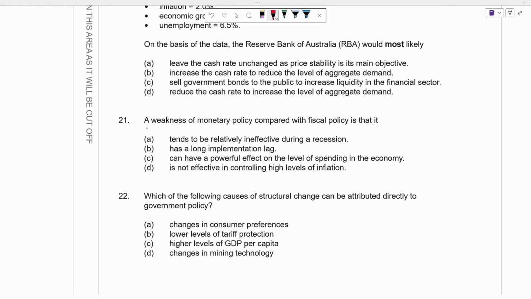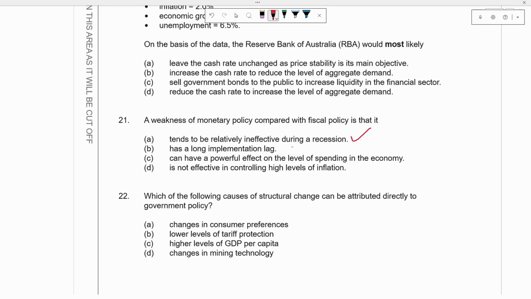A weakness of monetary policy compared with fiscal policy is that it A, tends to be relatively ineffective during a recession. This is true, as during a recession, consumer and investor confidence is really low. Therefore, even if the RBA decreased the cash rate to 0%, domestic consumers and investors would still be hesitant to take out loans, therefore only slightly increasing consumption and investment, hence making monetary policy ineffective during a recession.